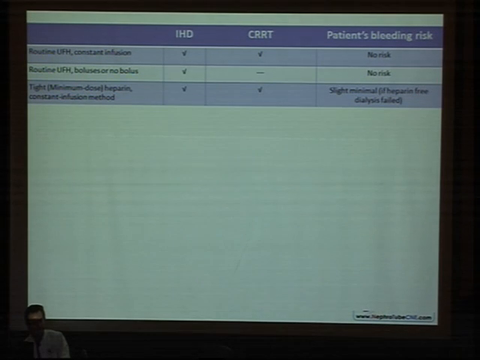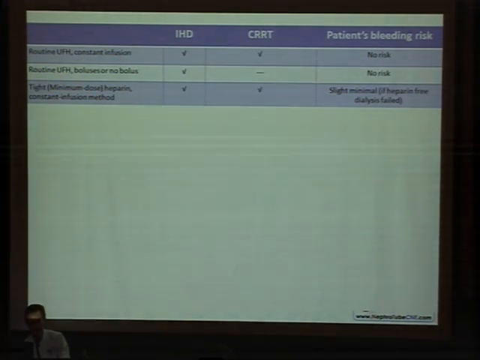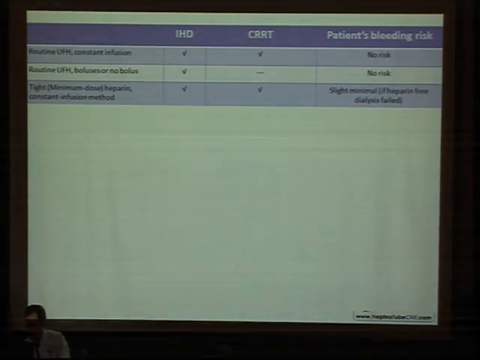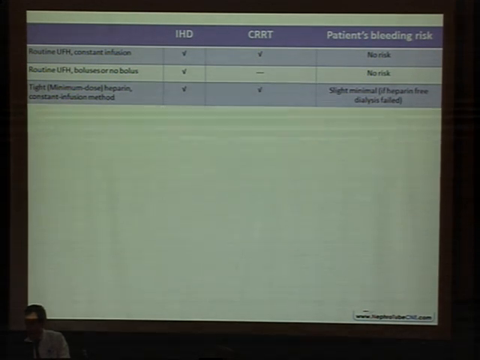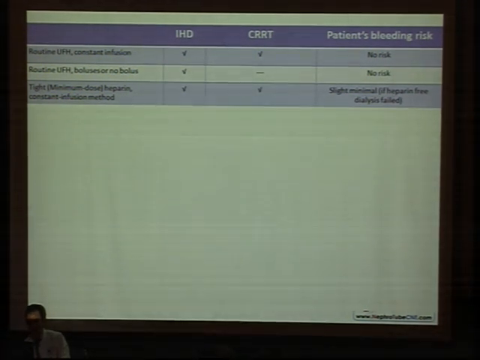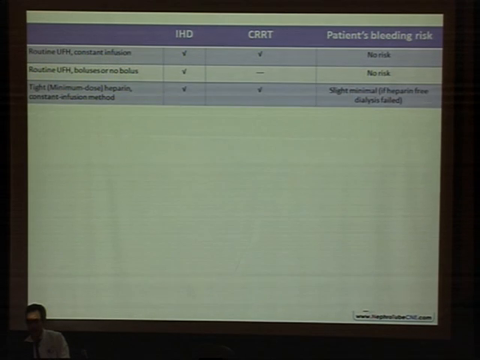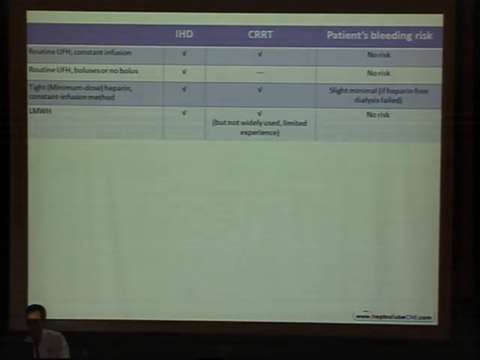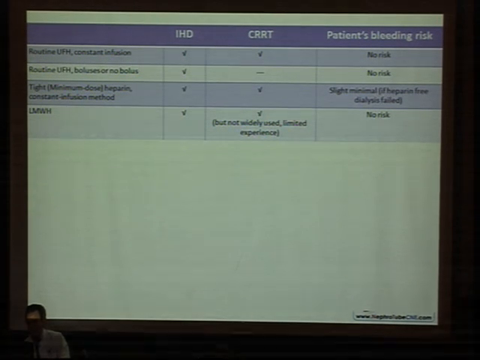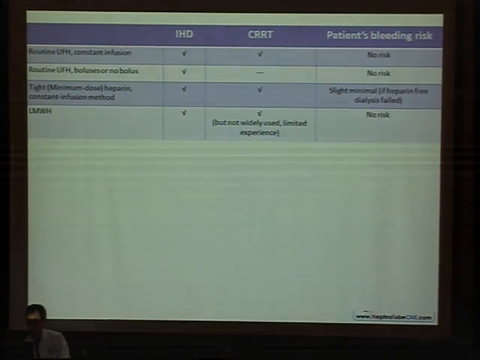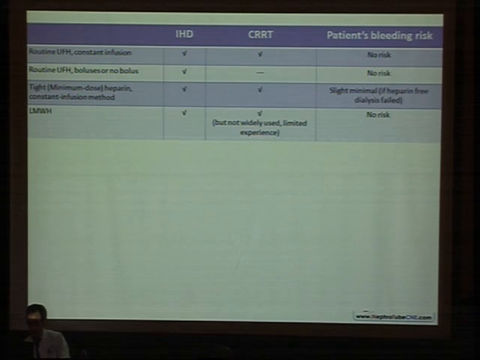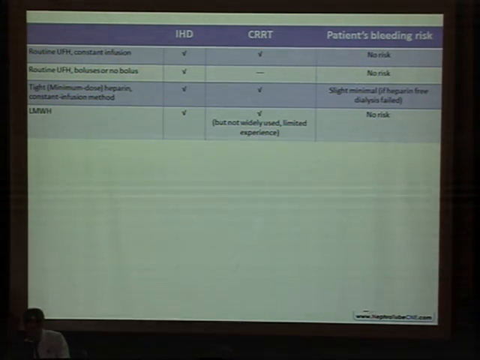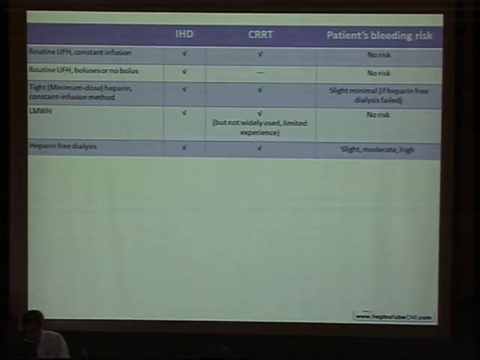Tight minimum dose heparin with constant infusion can be used for intermittent hemodialysis and CRRT. The patient's bleeding risk must be slight or minimal. Low molecular weight heparin can be used in intermittent hemodialysis and CRRT, but it is not widely used in CRRT and there is limited experience. It is important that the patient has no risk for bleeding.